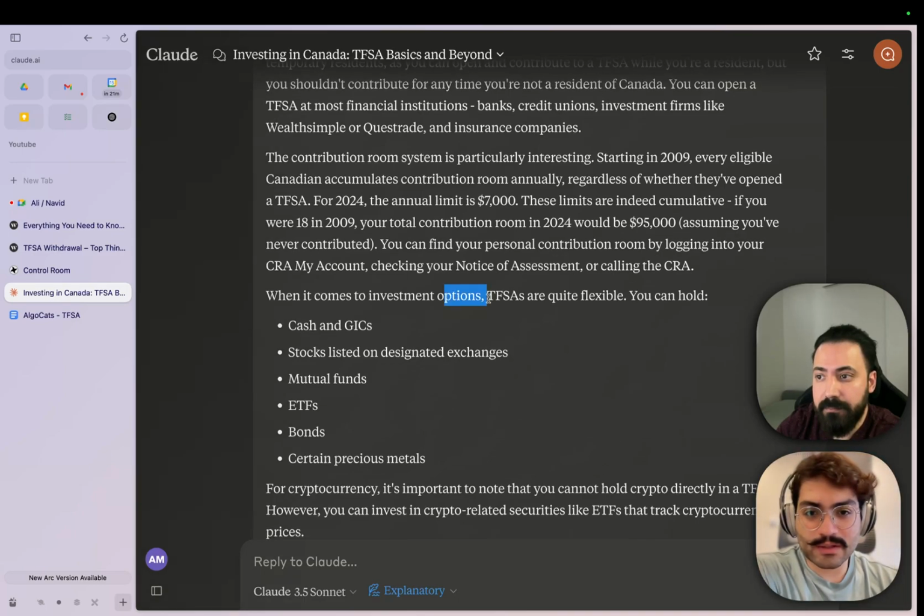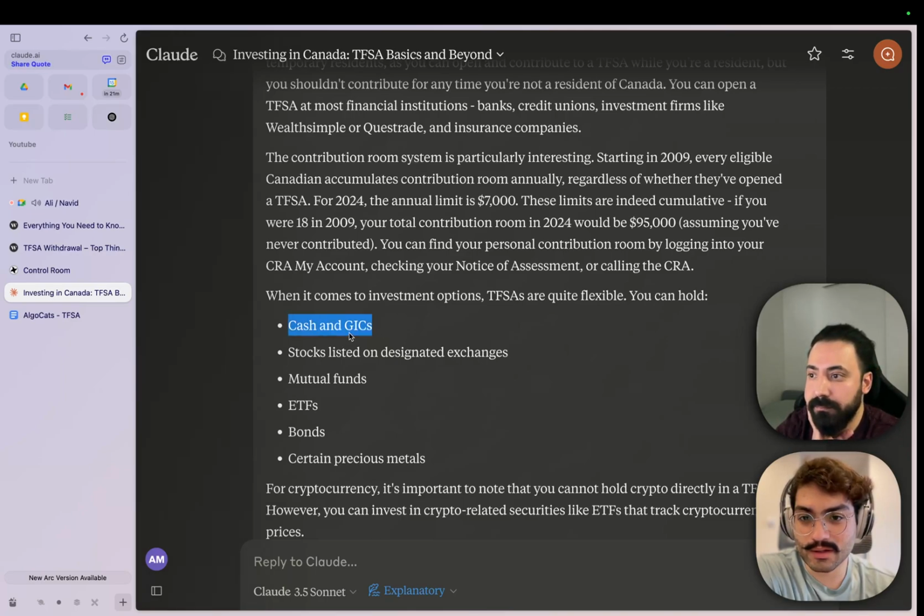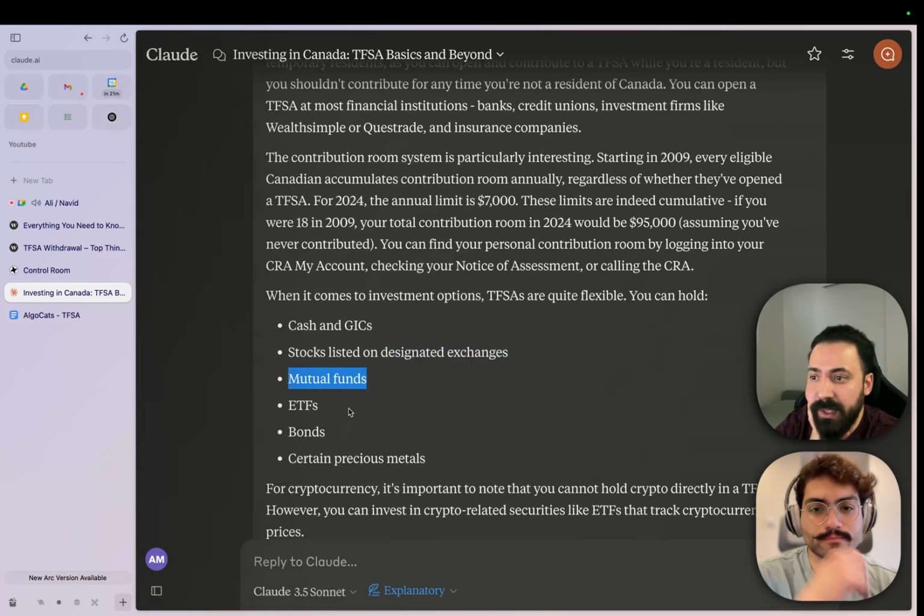So it says when it comes to investment options, you can hold cash even. I didn't know that. And GIC, stocks on designated exchanges. What does that mean? Like any kind of stocks that are listed on any exchanges, it doesn't matter if it's on the New York exchange or the Toronto exchange, as long as they are on a reputed stock exchange, you can buy those stocks and put them in your TFSA.